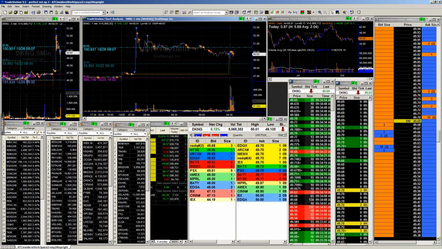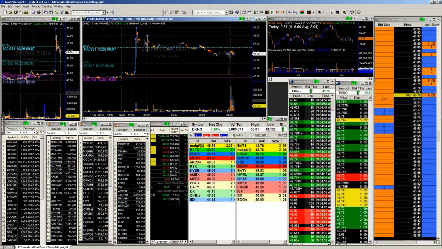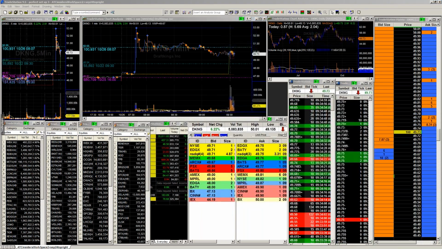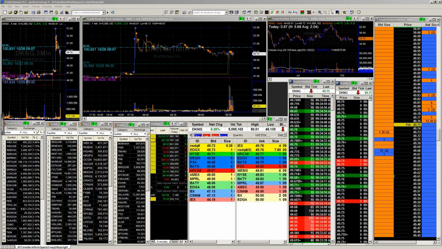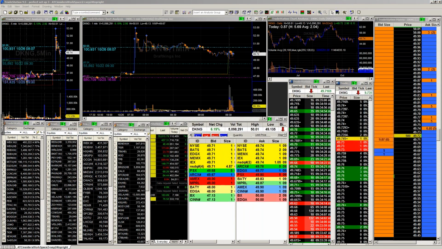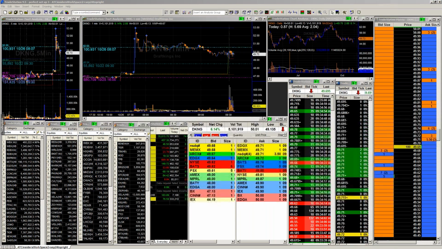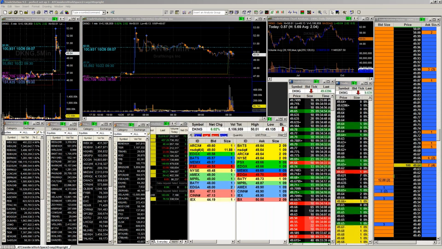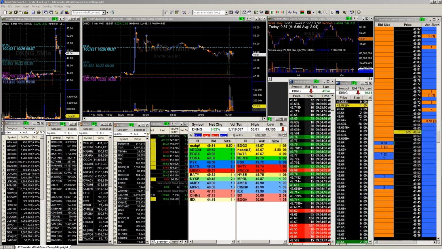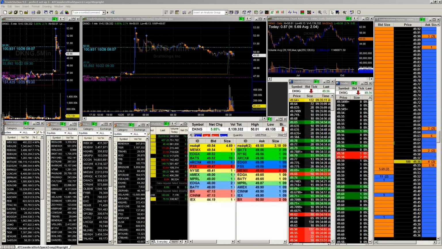So based off of having our price target, we now know what our stop loss has to be. We now know what our entry has to be. All right. Now, our exit. Do we know where our exit is when getting into a trade?